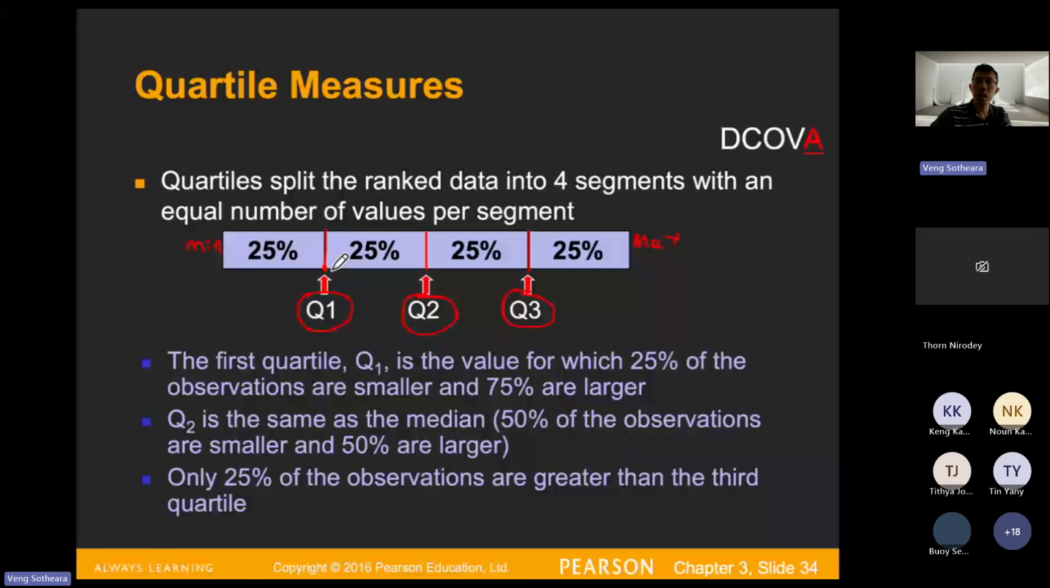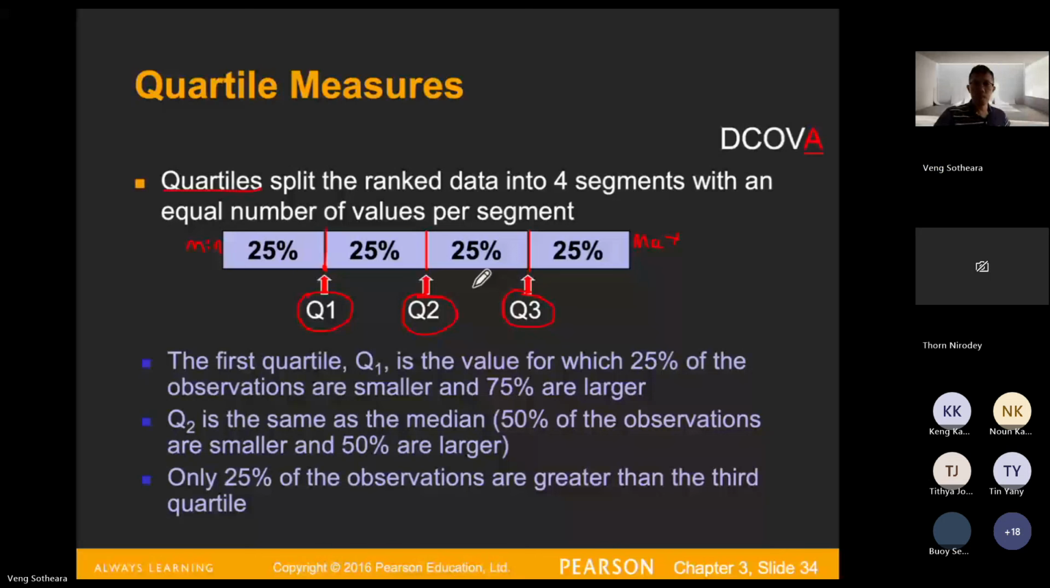And once you divide in this case, there should be the first 25% of the data on the left of Q1. And between Q1 and Q2, there are 25%. Between Q2 and Q3, there are another 25%. And on the right side of Q3, there are the upper 25% of the data. Okay. So this is called the quartile.